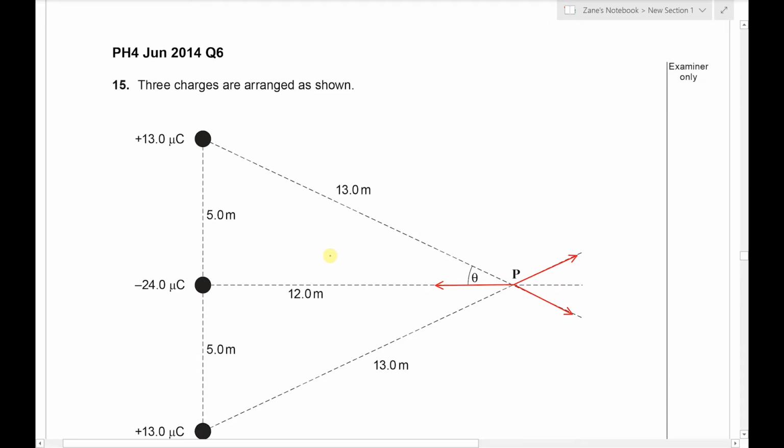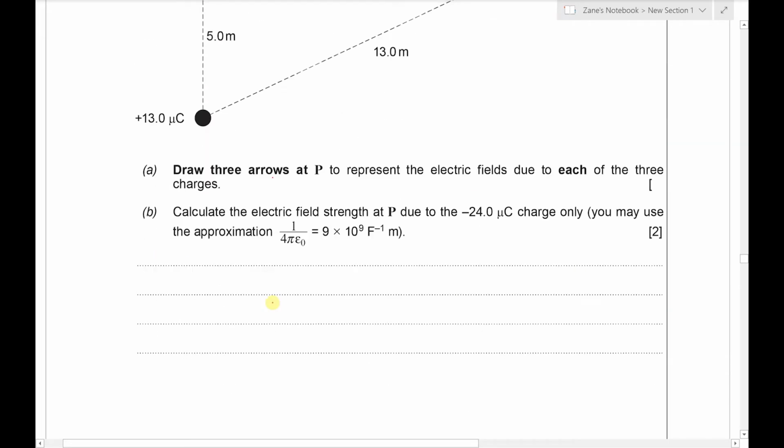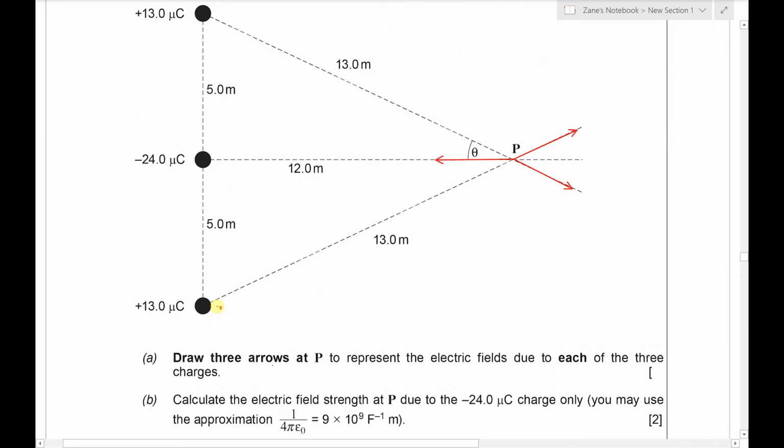This time is question 6 from June 2014's PH4 paper on electric fields, which are currently in Unit 4. We've got three charges arranged as shown in the diagram and we've got some point P. And the first thing that we're asked to do in this question is to draw arrows at P to represent the electric fields due to each of the three charges.